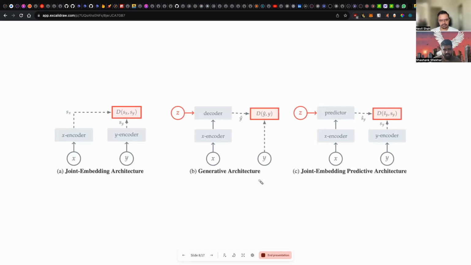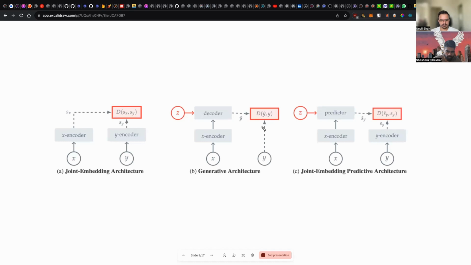The second idea they talk about is this generative architecture, which is what you have in the diffusion model that's really popular right now to make images. What you do over there is start off with a sample input, embed it in a space, combine it with a latent embedding, which is this. And then you take your input, take your latent embedding, and run it through a decoder that generates a vector in the output space, right? The output space being Y.